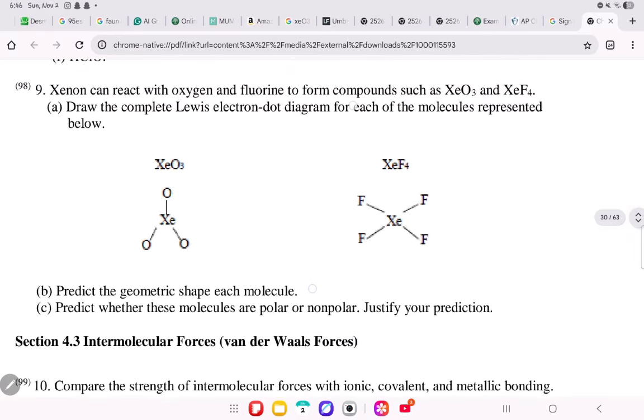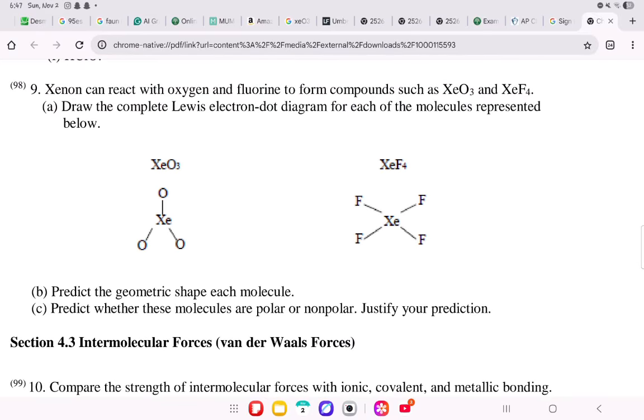Xenon can react with oxygen and fluorine to form compounds such as XeO3 and XeF4. Draw the complete Lewis electron dot diagram for each of the following. Basically, I'm going to leave that for you guys. Okay, it's supposed to look something like this, right?